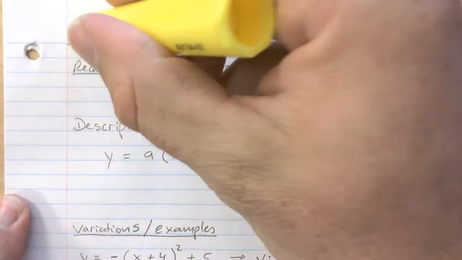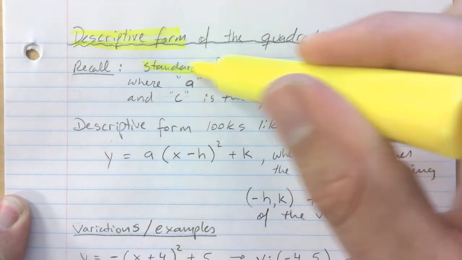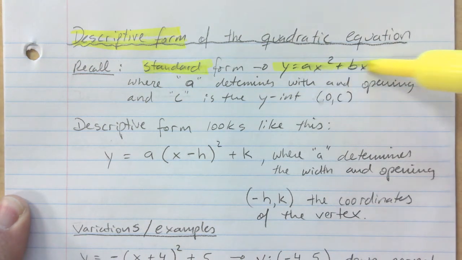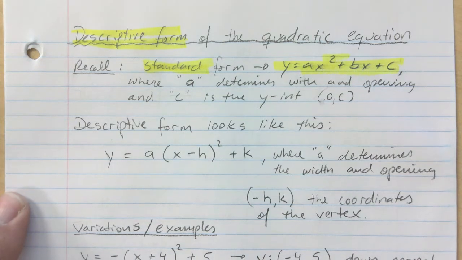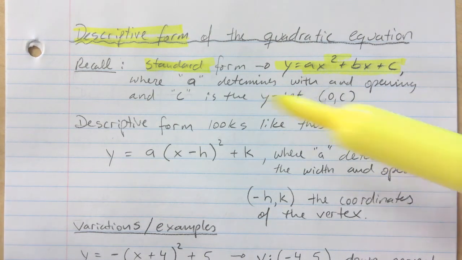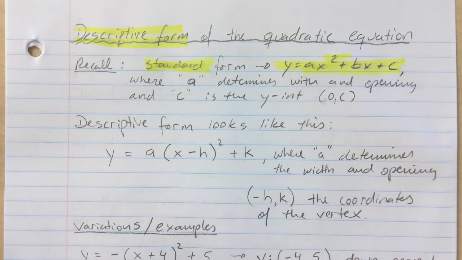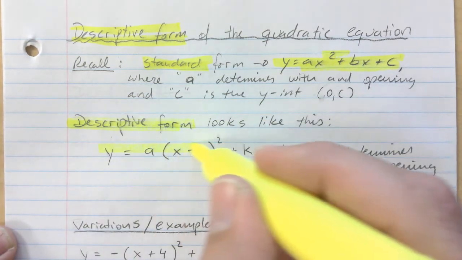So we're going to look at a different form of the quadratic, okay? Recall that there's standard, which just looks like that. That's the one we've been contemplating and working with extensively, right? And I told you we just recall what A and C tell us just by looking at the equation. But now we're going to learn about the descriptive form, which looks like this.